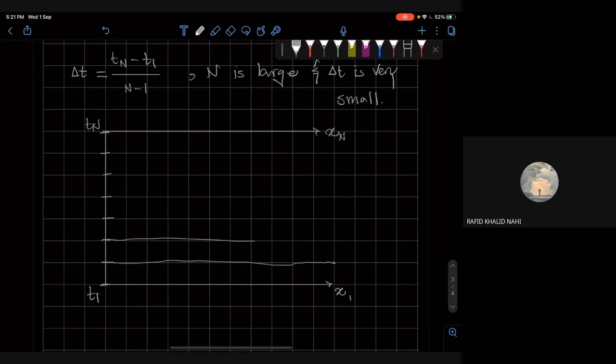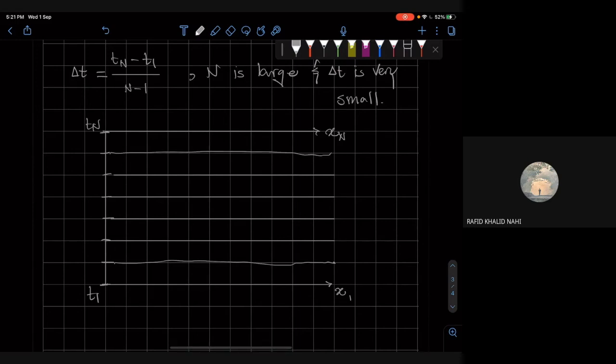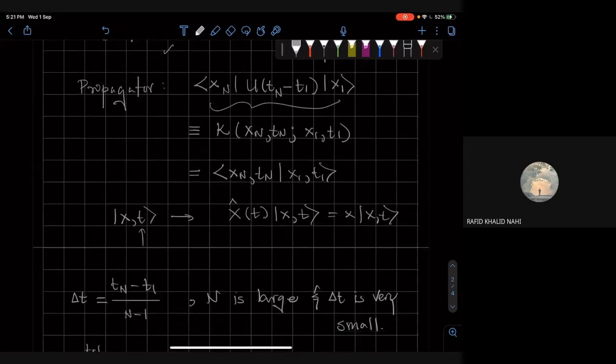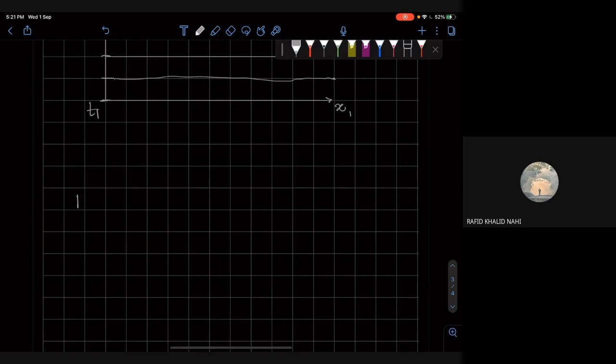So what we are going to do is that we're going to take a propagator and insert a complete set of states at all these intermediate times. Okay? So for this derivation, I work in the Schrodinger picture. So we can say K(xn tn; x1 t1) is the bra of xn, U of tn minus t1, x1.